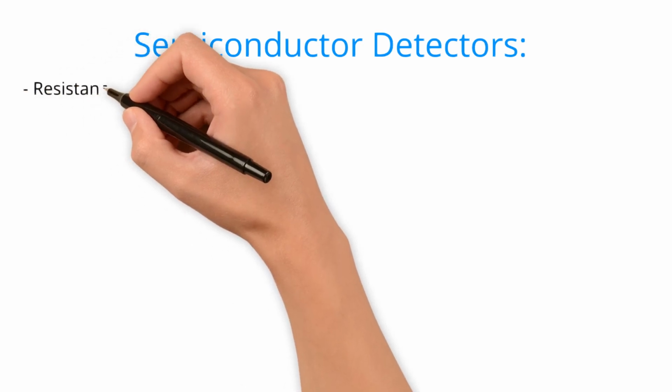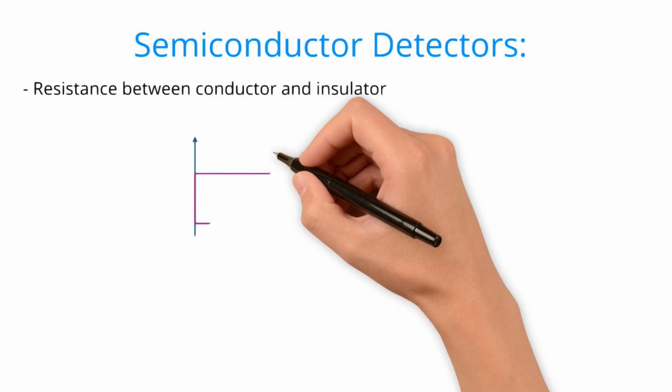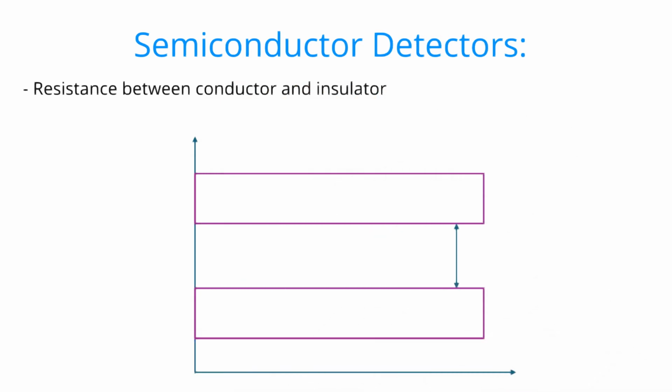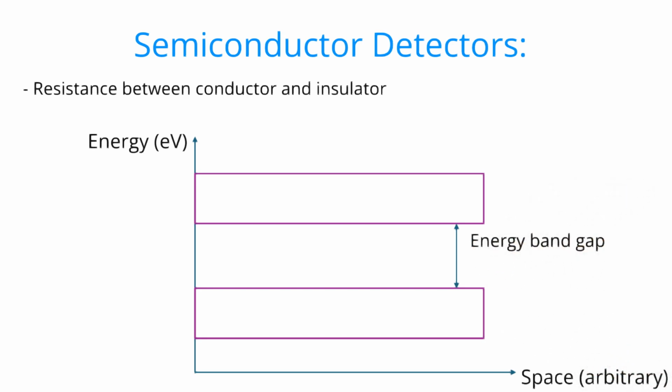Semiconductors are materials which have resistance between that of conductors and insulators. They are mostly made from silicon and germanium, with some impurities added. Their behaviour is governed by the energy band gap, Eg, which is often a few electron volts in magnitude.